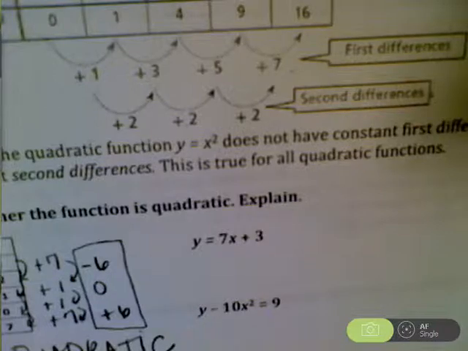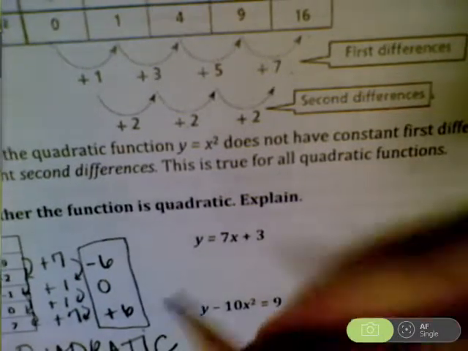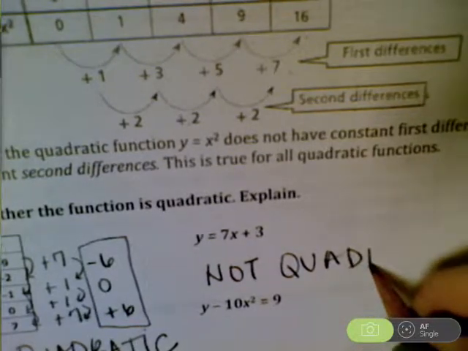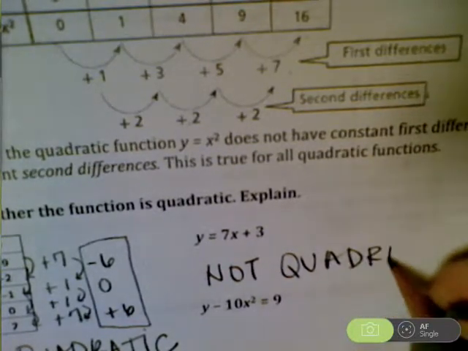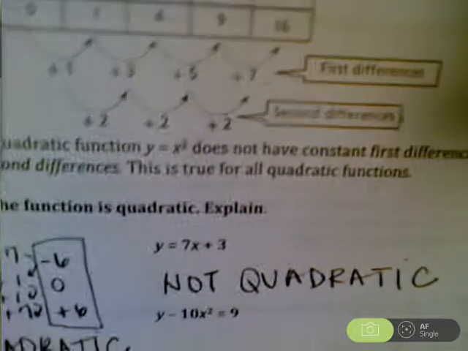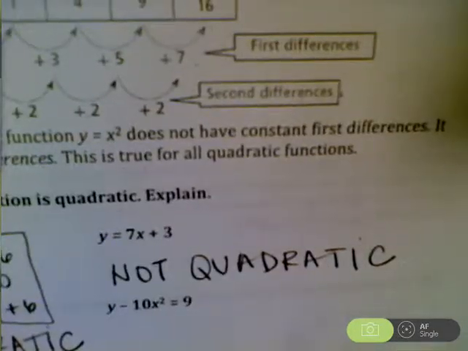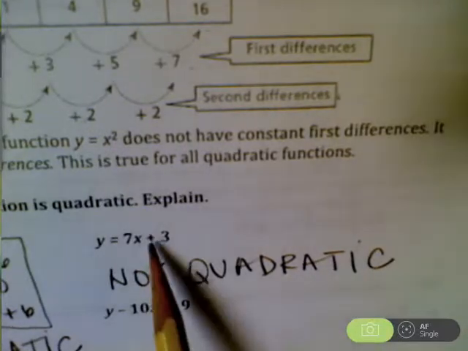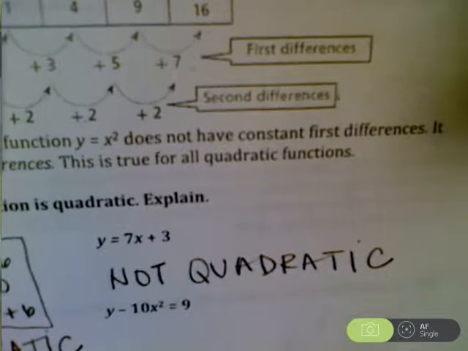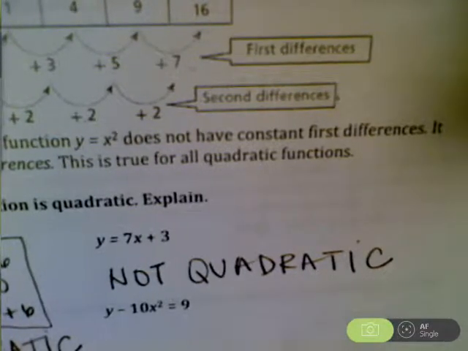No. Right. It is not quadratic because it does not have an ax squared value. A quadratic function has to have a power of 2 in it. Does anyone know what kind of function this is? Linear. Linear functions have a power of 1. Quadratic functions have a power of 2. So that's a linear function, not a quadratic function. How about the next one? Y minus 10x squared equals 9.